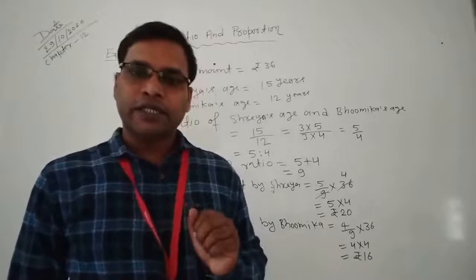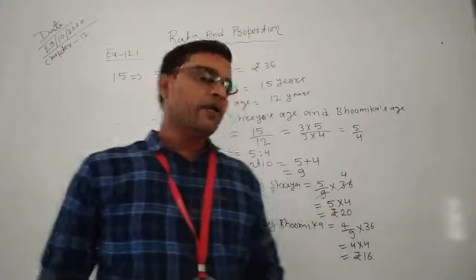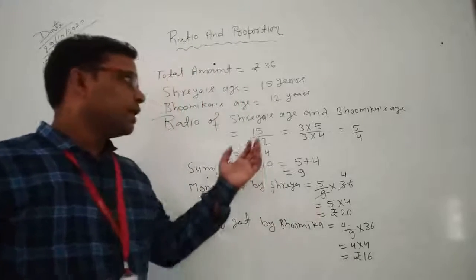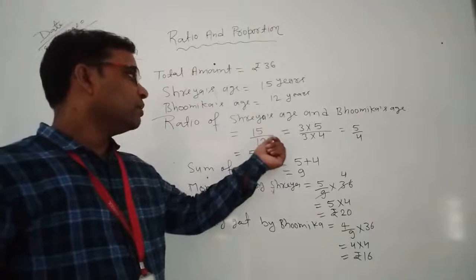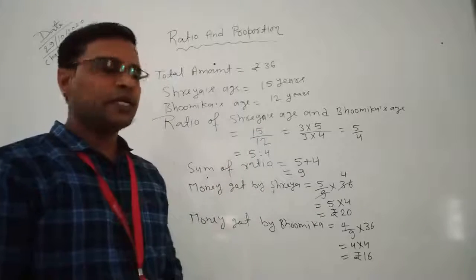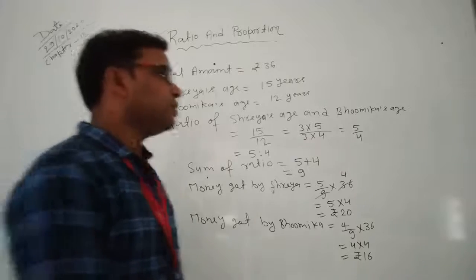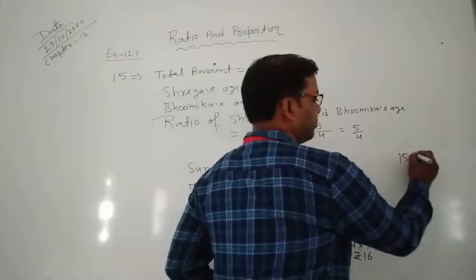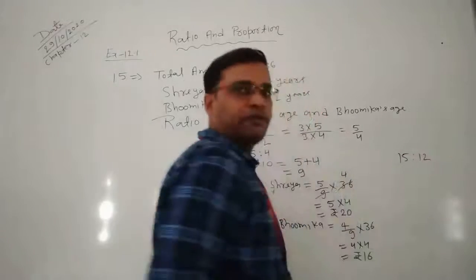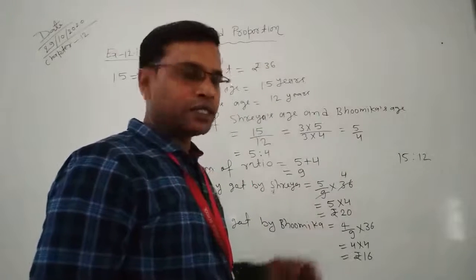We divide each other. We compare to each other. So the ratio of Shreya and Bhumika, we can write 15 by 12 simply. Or you can also write 15 ratio 12. After that we simplify this. How can we simplify such type of ratio?